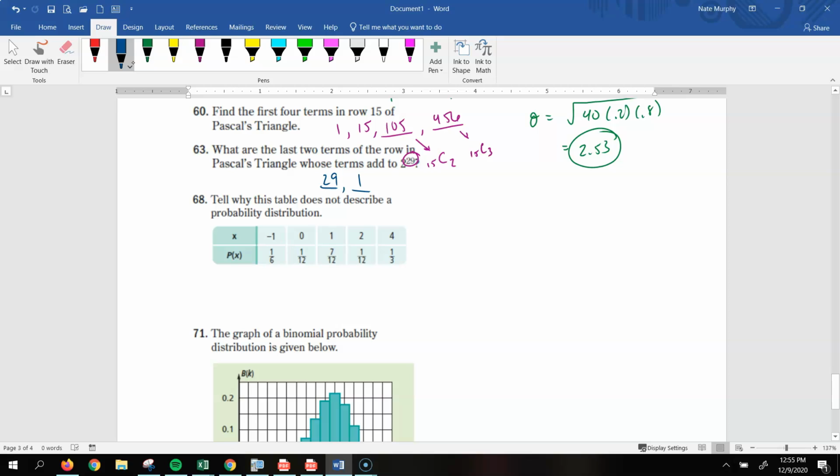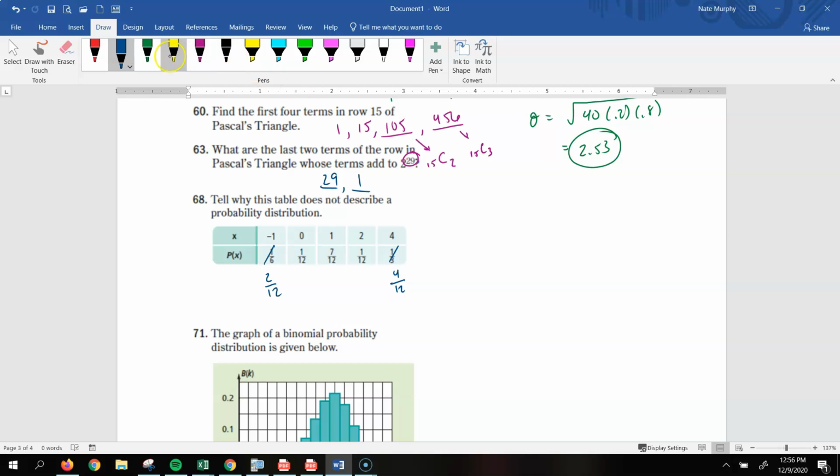All right, number 68, tell why the table does not describe a probability distribution. In order for us to do that, remember, probability distribution, the probabilities have to add up to be 1. So this is hard because they have different denominators. So I'm going to change this 1/6 to have a common denominator with the 12s. So 1/6 is the same as 2/12. Same thing with 1/3. I'm going to multiply that by 4 to get 12 in the denominator. And so I'd multiply the numerator by 4 as well. 4 times 1 is 4.